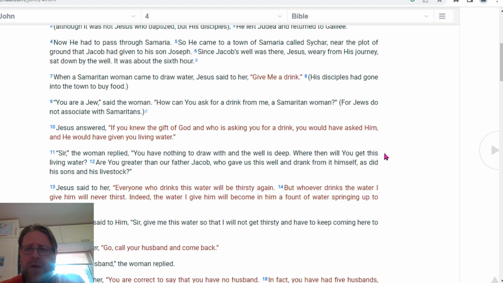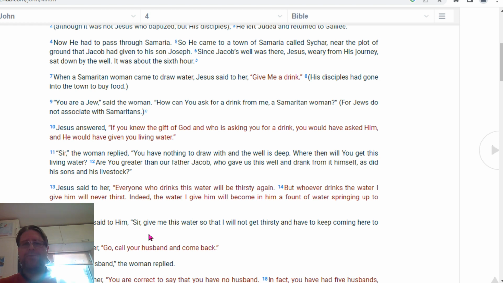And then, where will you get this living water? Are you greater than our father Jacob, who gave us this well and drank from it himself, as did his sons and his livestock? And Jesus said to her, everyone who drinks this water will be thirsty again, but whoever drinks the water I give him will never thirst. Indeed, the water I give him will become a fount of water springing up to eternal life. And then the woman says, sir, give me this water that I will not get thirsty and have to keep coming here to draw water.